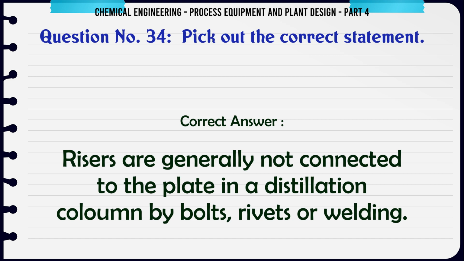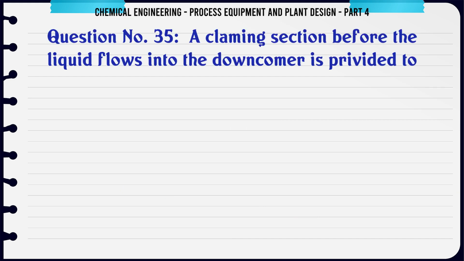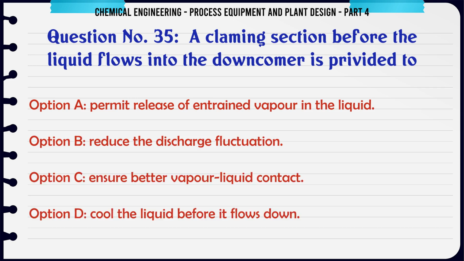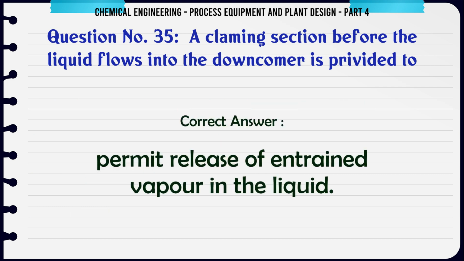welding. A calming section before the liquid flows into the downcomer is provided to A. Permit release of entrained vapor in the liquid. B. Reduce the discharge fluctuation. C. Ensure better vapor-liquid contact. D. Cool the liquid before it flows down. The correct answer is permit release of entrained vapor in the liquid.